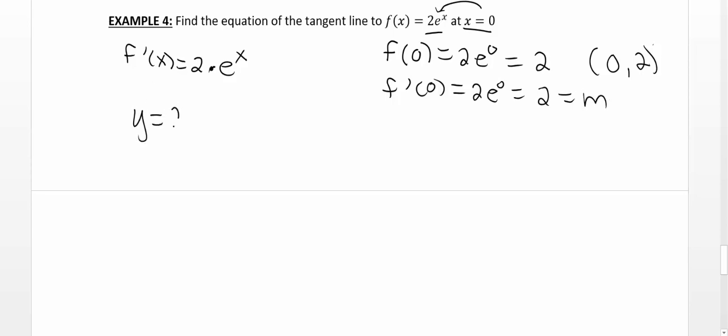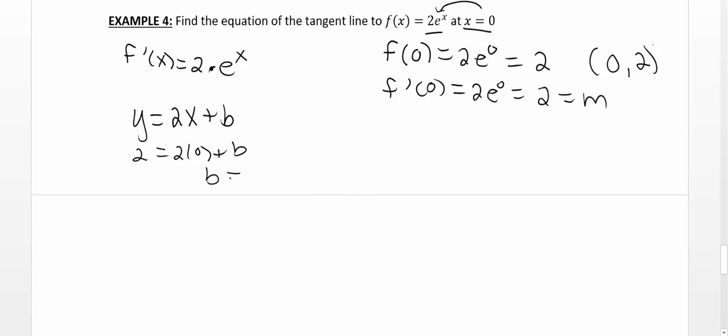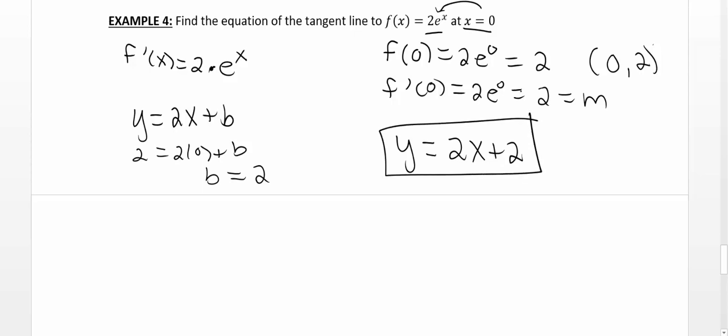So putting this together, we have y equals 2x plus b. This is the slope. And then we're going to plug in our point (0, 2). So when x is 0, y equals 2. So that tells me that b equals 2. So the equation of my line becomes y equals 2x plus 2. So the equation of the tangent line that touches at the point (0, 2), it touches the function 2e to the x, is 2x plus 2. Let's do another one.